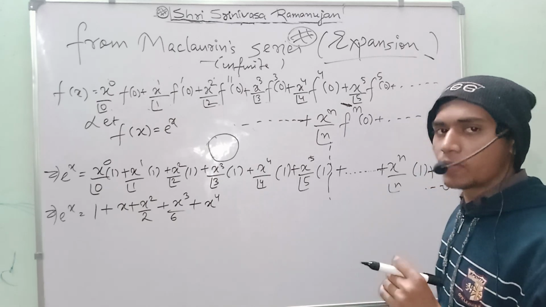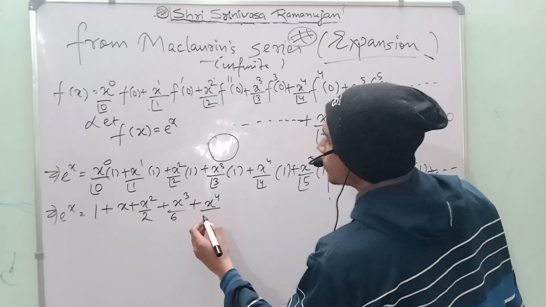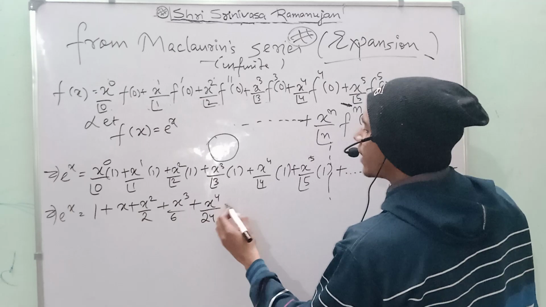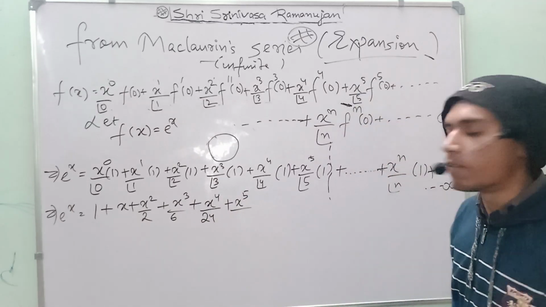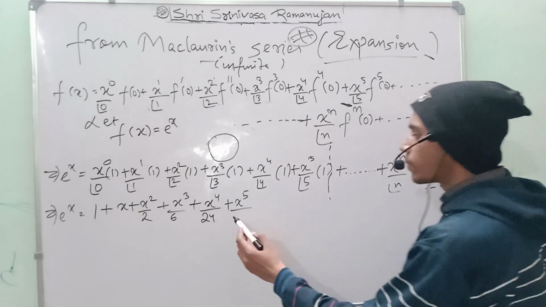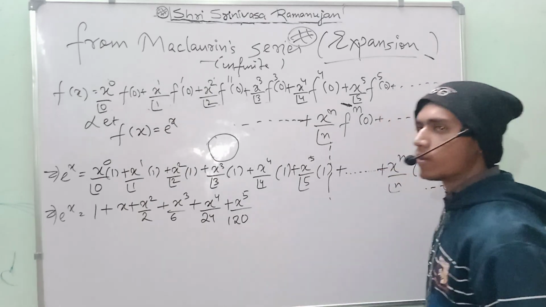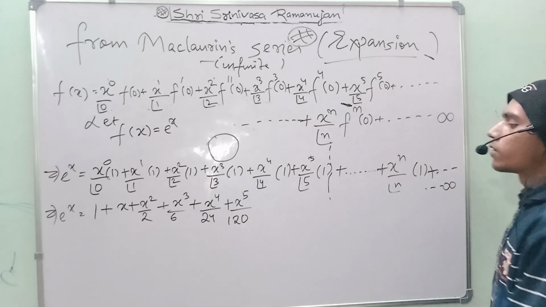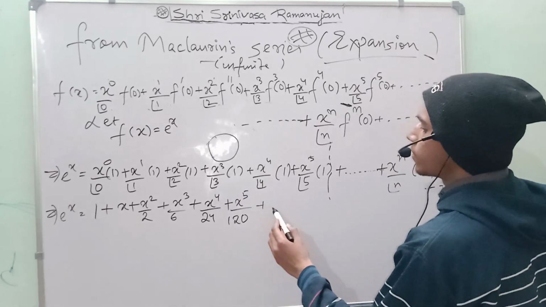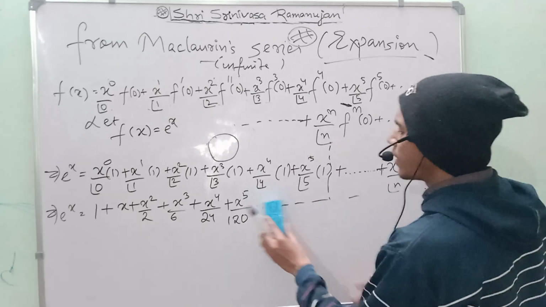4 factorial is equal to 24. So x to the power 4 by 24 plus x to the power 5 by the value of 5 factorial. What is the value of 5 factorial? 5 factorial is 120. 5 factorial is equal to 120 plus dot dot dot. We can write up to here.